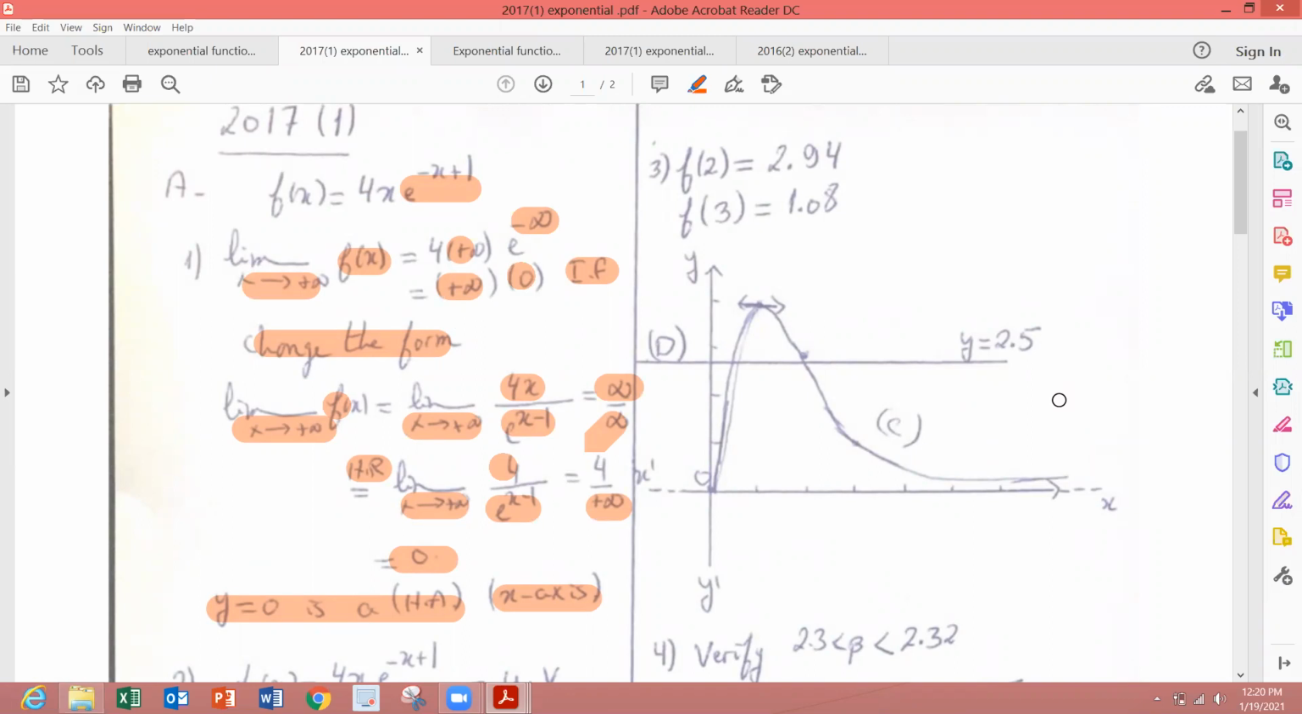Any questions, please? Is there a step you don't understand? No. So infinity times 0, you change the form, always the exponential. You put the exponential in the denominator by changing its sign. Then you apply L'Hospital's rule.